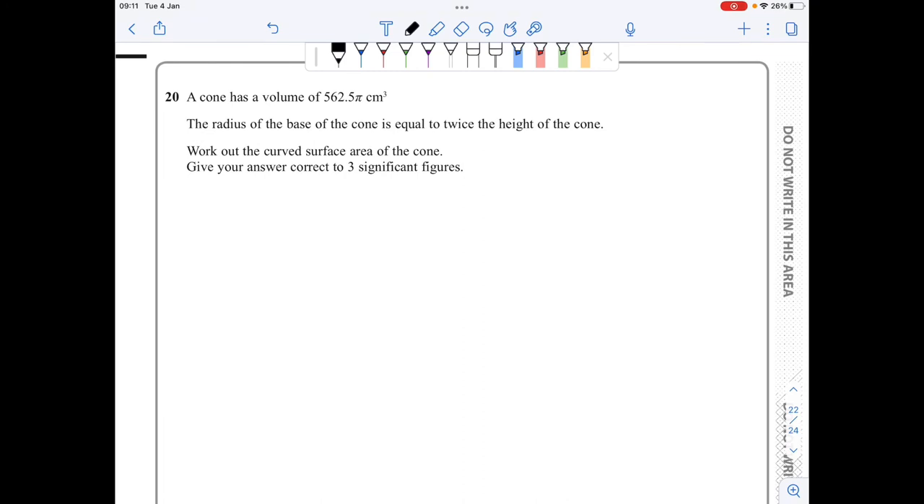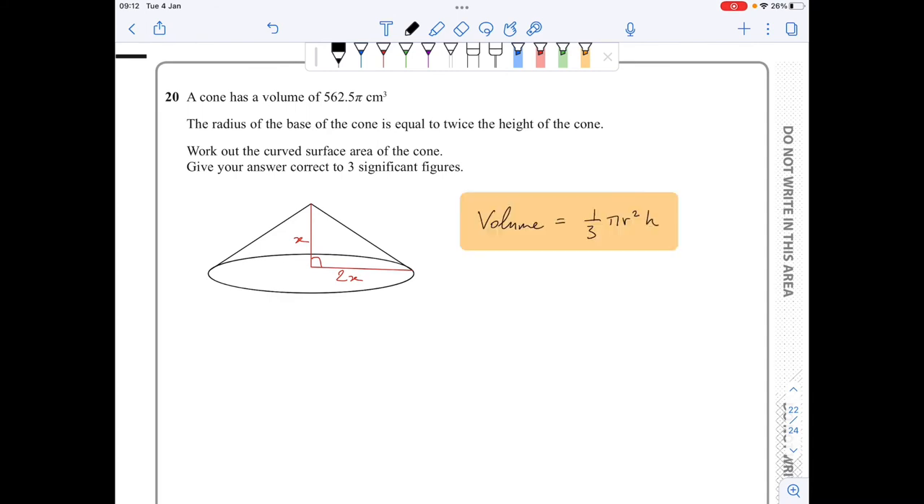In question 20, I am given the volume of a cone whose radius at the base is twice the height of the cone. Let's start by drawing the cone. I have used x for the height and 2x for the radius. Let's work with the volume to try and find x. The formula for the volume is the following. So let's substitute the values that we have.